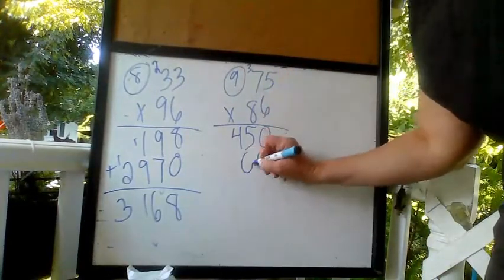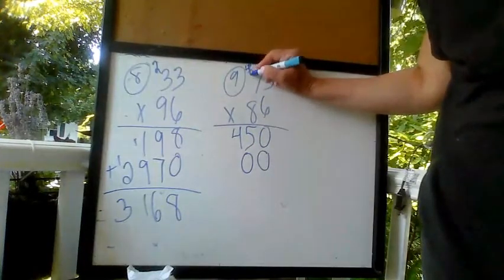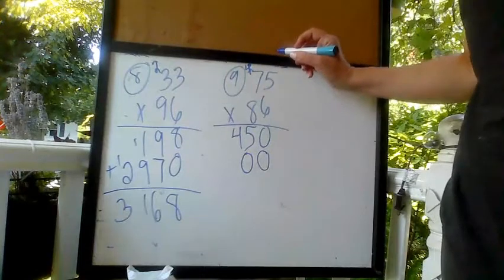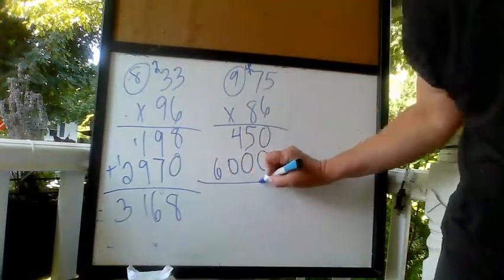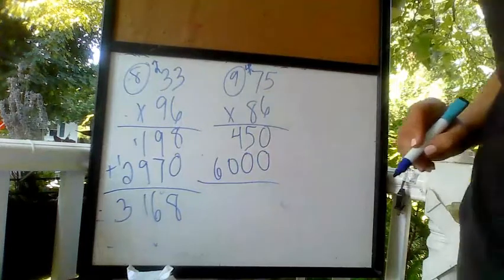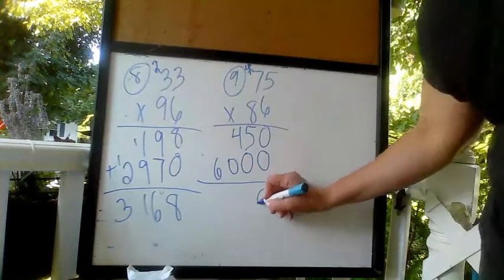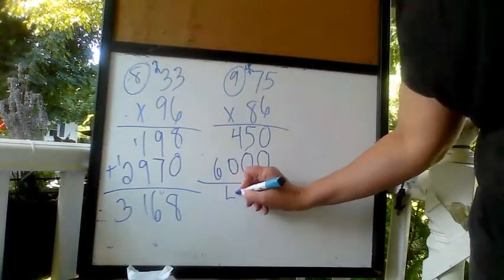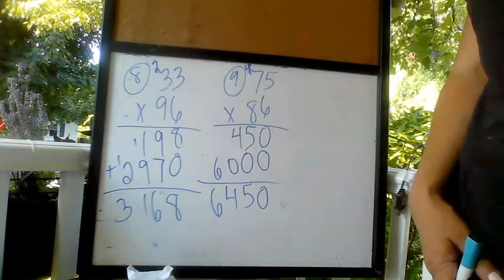8 times 5 is 40. So I put a 0 down. I'm going to carry the 4. And 8 times 7 is 56 plus 4 is going to be 60. We're going to add those together. 0, 5, 4, 6. The answer is 6,450.